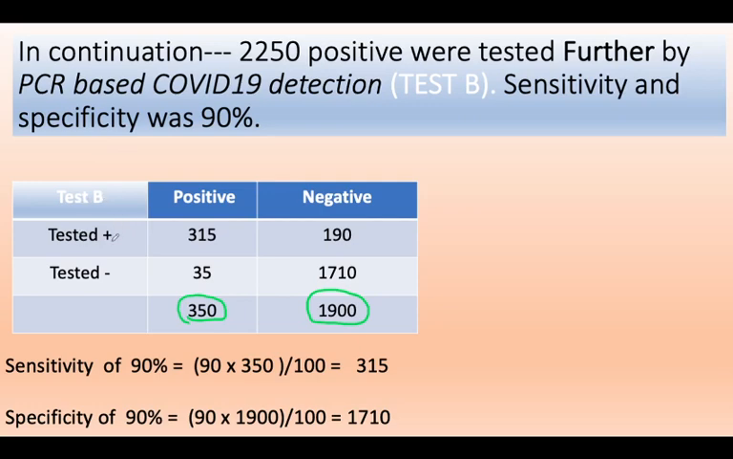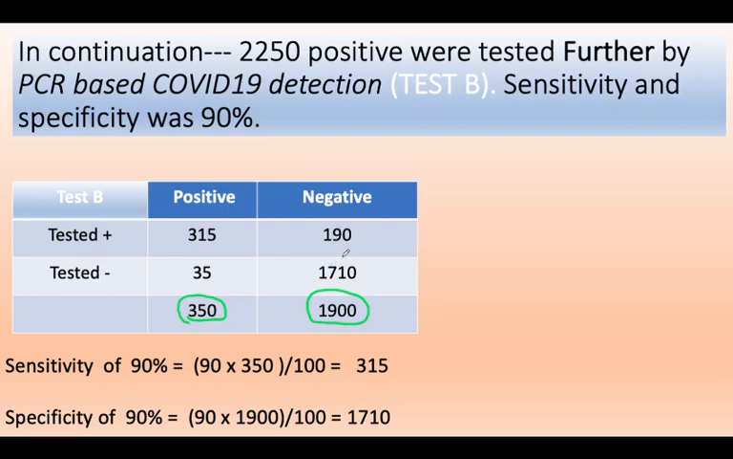So when we introduce test B, in order to calculate how many among these will truly be identified as COVID-19 positive patients, we do the same calculation. 90 into 350 divided by 100 is equal to 315, mentioned here. And for specificity assessment, the value is 1710, which is mentioned over here. The rest of the table is just a simple subtraction.